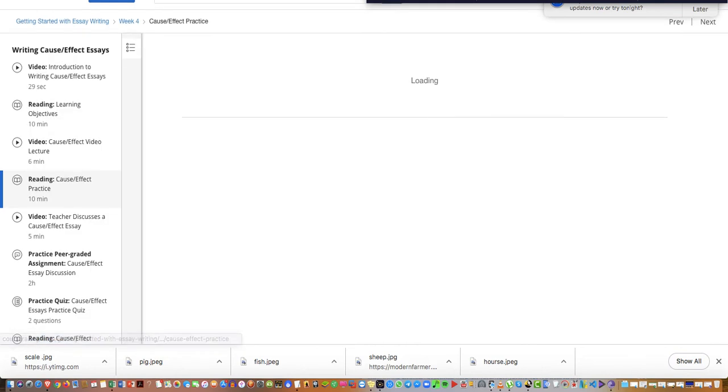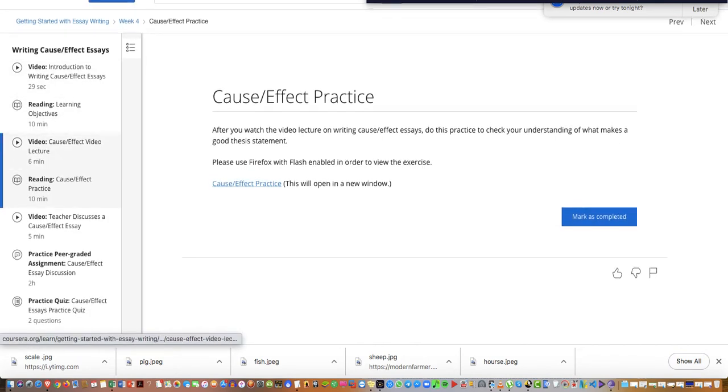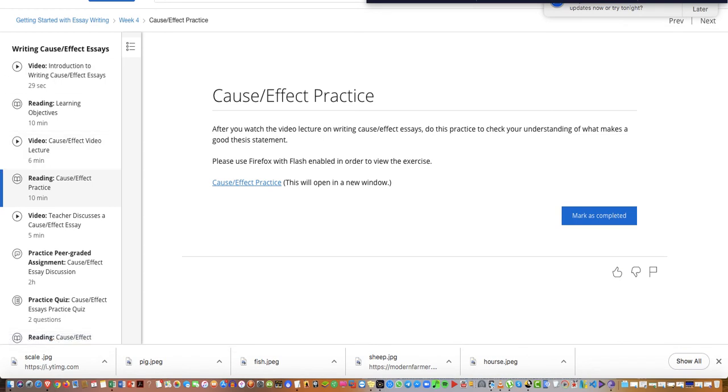Okay, so they explain about cause and effect. In week 4, you'll be studying about cause and effects essay, which is not really different from what you have already studied in week 3 about compare and contrast. In compare and contrast, you already studied about writing the similarities and the differences.